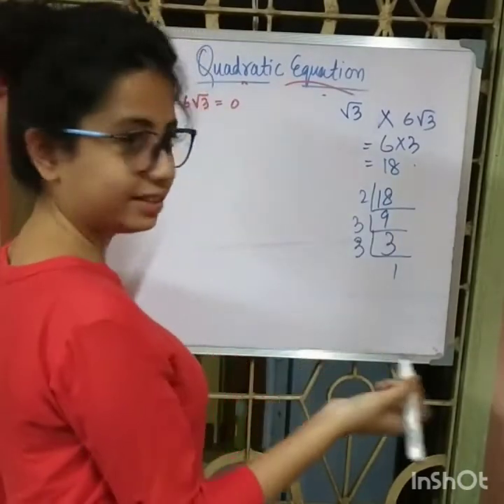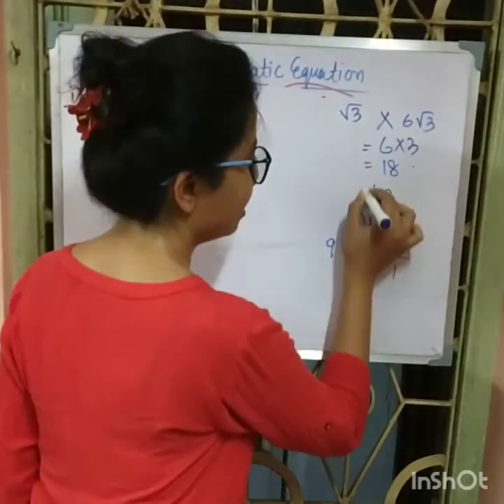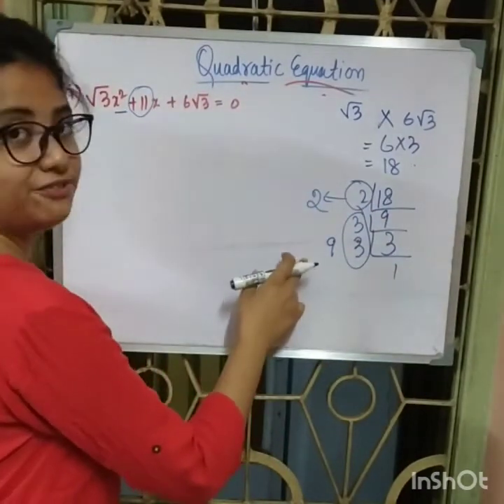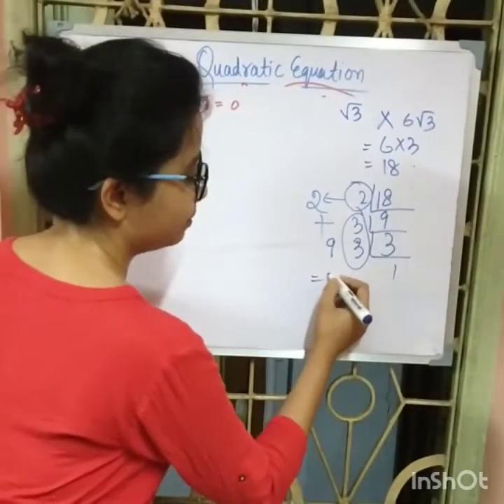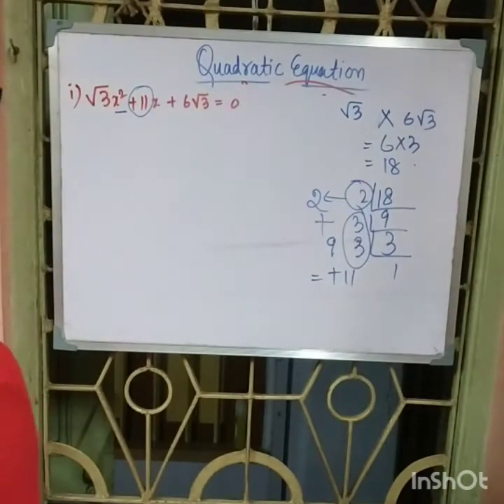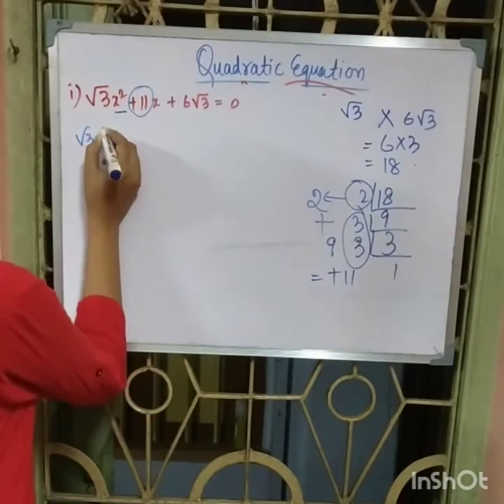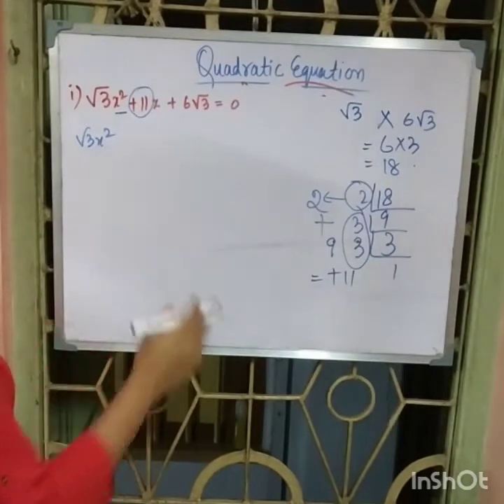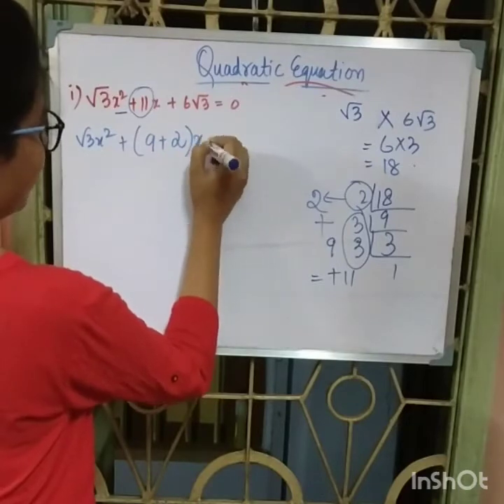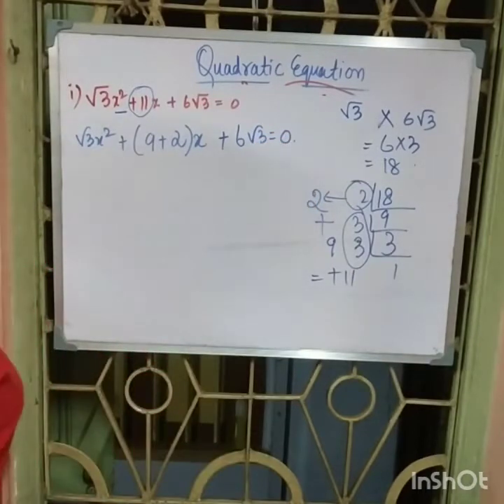So how to break it? We can see clearly, 3 into 3 will give us 9, and this 2 if we keep alone, then it will give us 2. So if we add 9 plus 2, we get plus 11. It is very clear. So let's start again writing the equation. We will copy it as it is, root 3x square, now plus 11 we can write as 9 plus 2x, don't forget this x, and the constant term is equal to 0.